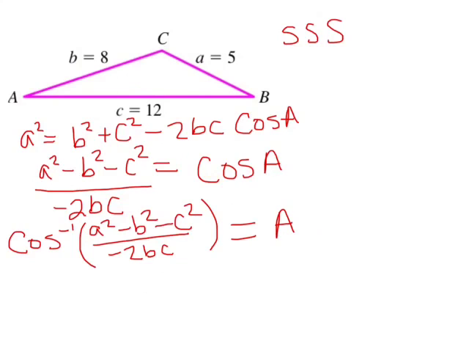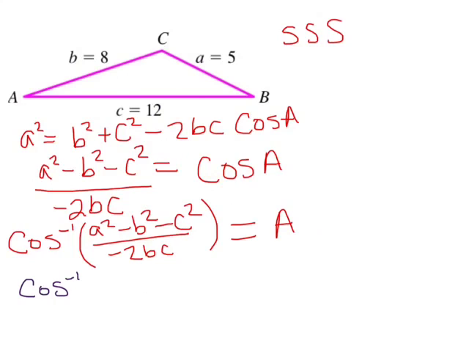Now, the rest is pretty easy because I just plug in the numbers from up here in the triangle: A, B, and C. I plug them in there and I will find my answer. Let me change my pen color real quick. So we're going to plug in those numbers, and it's going to look something like this.